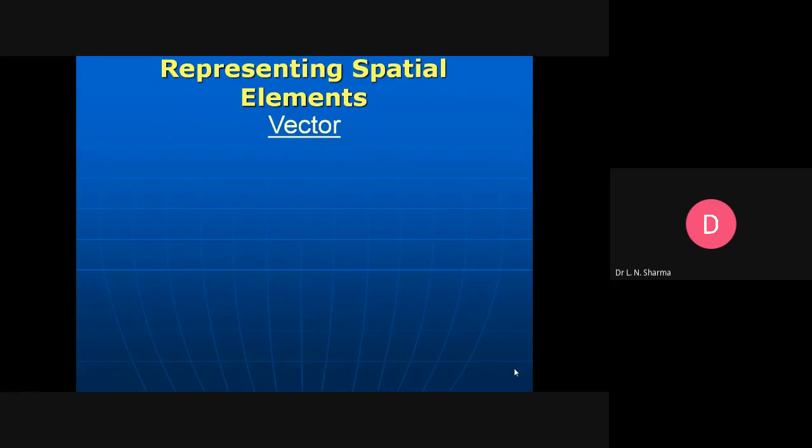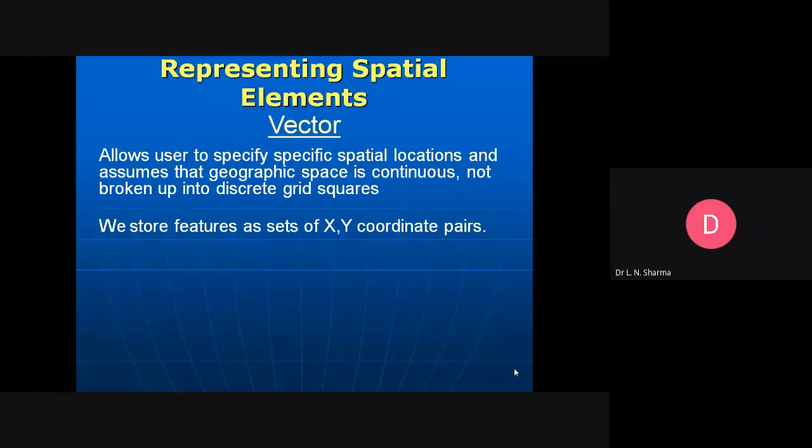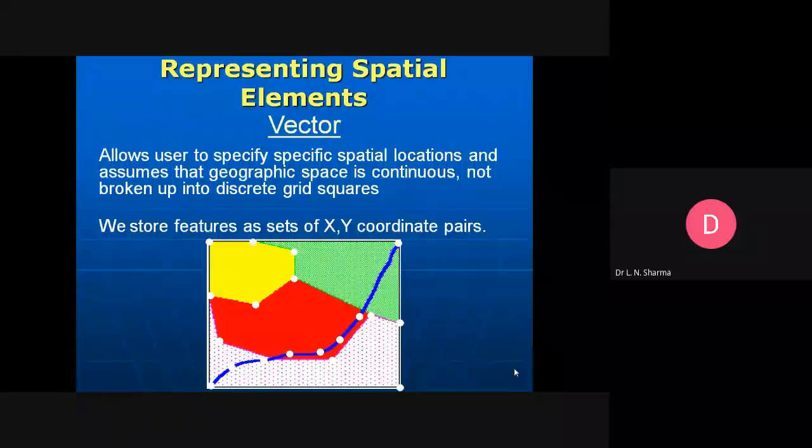How do you represent this spatial data in vector format? Now let us understand. The vector format allows you to specify spatial locations and assumes that geographical space is continuous, not broken up into discrete grid squares. So we store features as sets of XY coordinates. As you can see here, there is one yellow feature, a green feature, a red feature, and a blue line, which is a river.